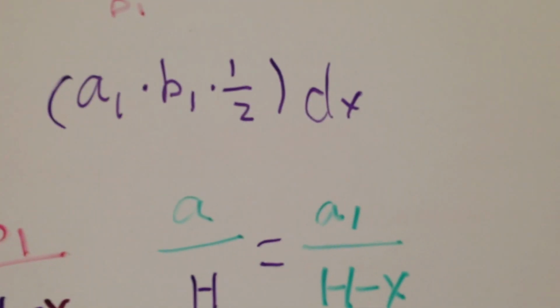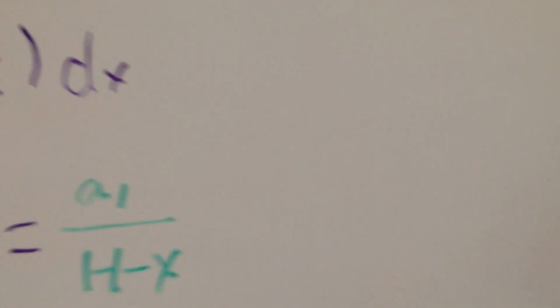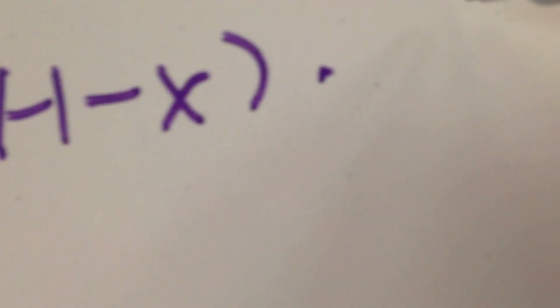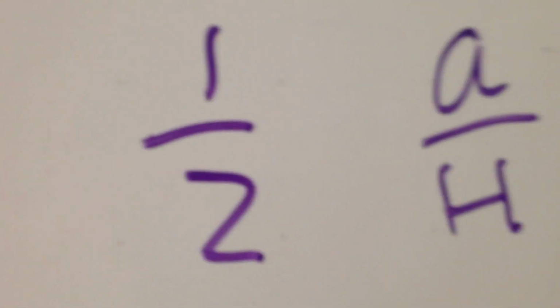So A1 times B1 times 1/2. And how are we gonna do that? So A1, what's A1? A1, that's 1 over H times H minus X times B1 times B over H times H minus X times 1/2. And we want to find the value of the big thing, the entire big thing.